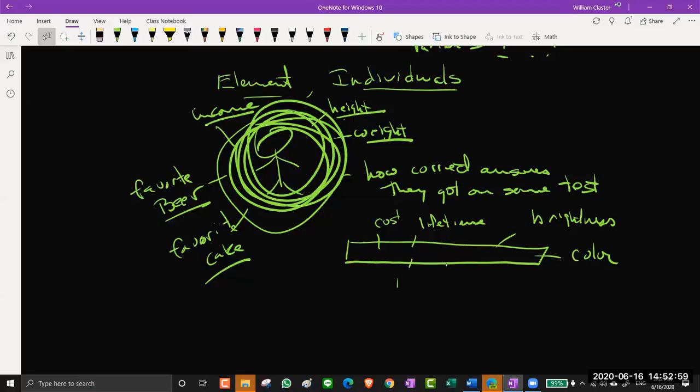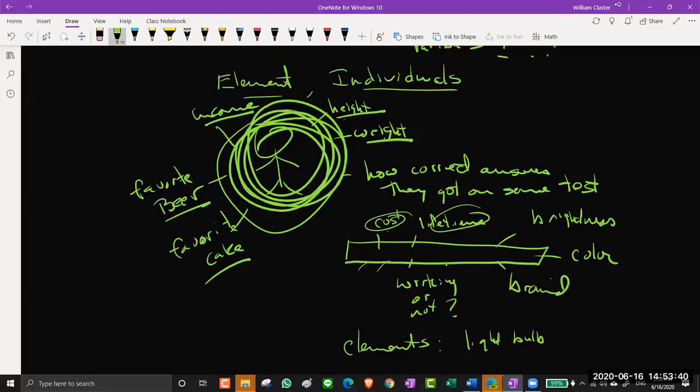Is it working or not? Brand. Can we measure the brand? Oh wait, no. Oh, the brand, right? The brand. Okay, good. So in this case, what are the elements? The elements are the light bulbs. And each light bulb that I look at is going to have a cost, a lifetime, a brightness, a color, a brand, whether it's working or not, and so on. So these are the variables, and the elements are the different light bulbs.